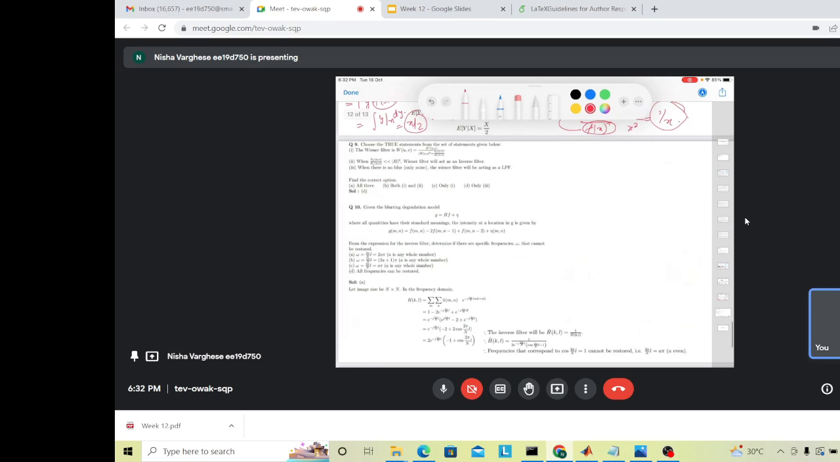Next question is a very tricky question. Choose a true statement from the given set of statements A, B, C. You have to remember that the first equation itself is wrong. In the denominator you should have Sn by S, not Sf by Sn. So you should be careful for this type of questions. Then the second option is Wiener filter will act as an inverse filter. But the thing is opposite. Then the third option is when there is no blur, Wiener filter will be acting as a low pass filter. That is correct. So the answer is only 3.